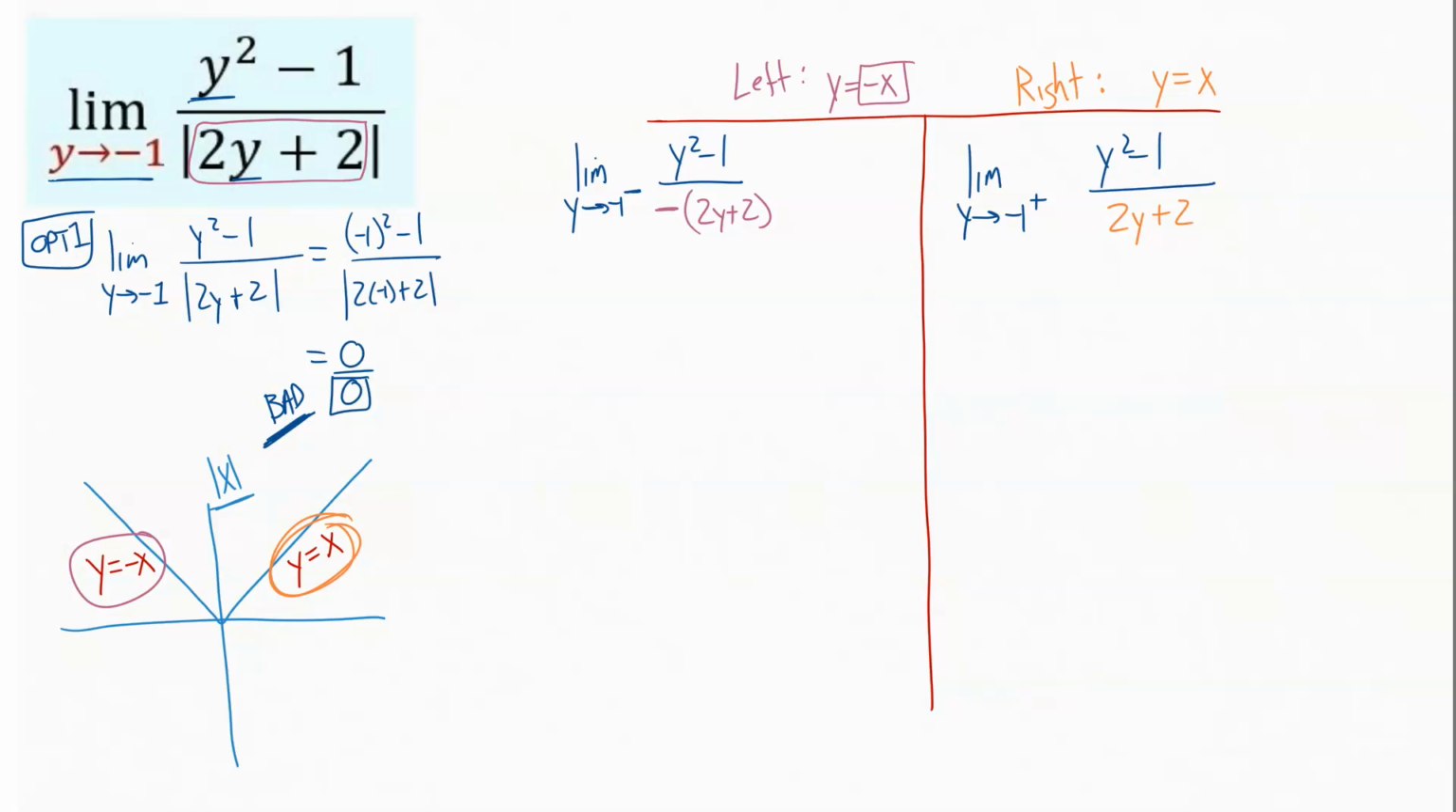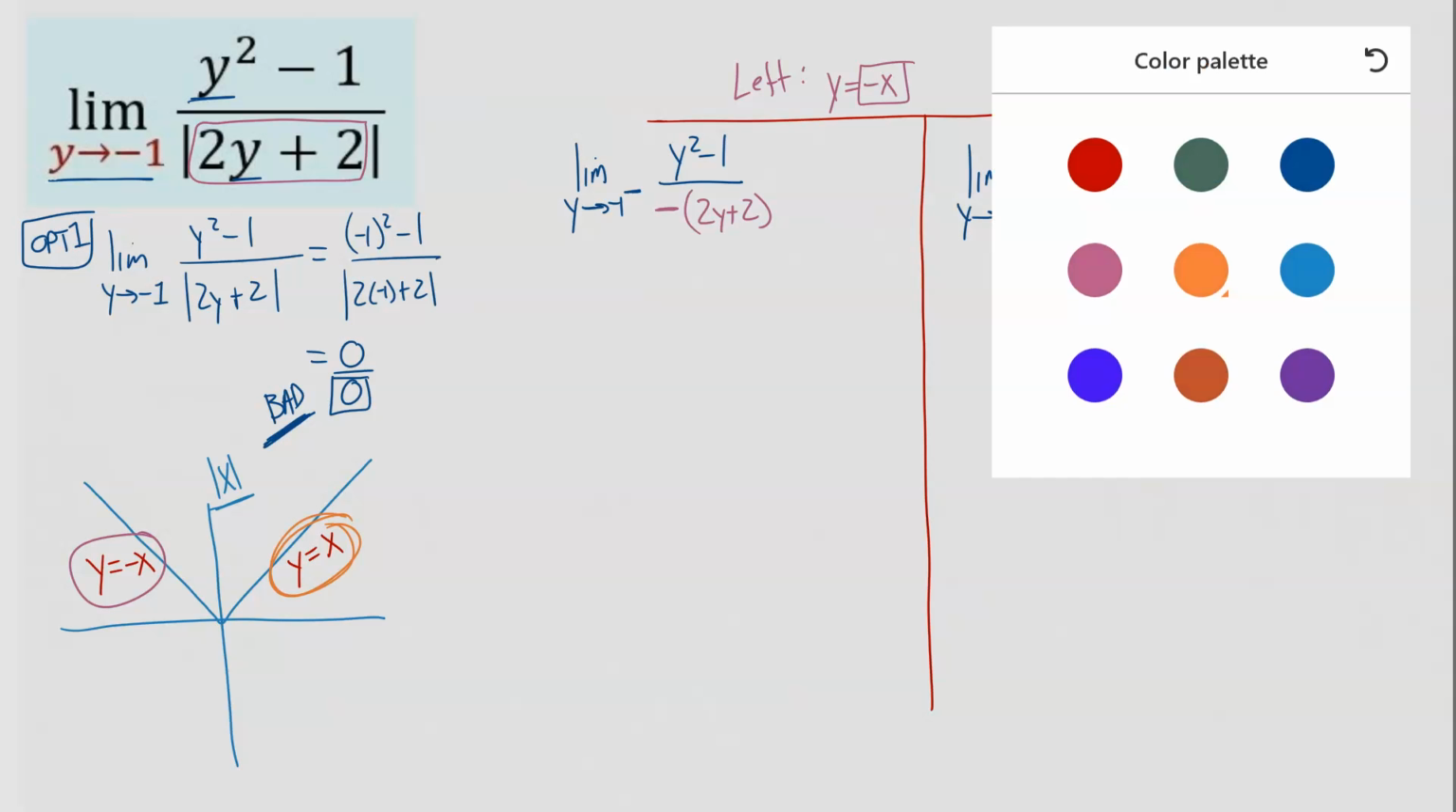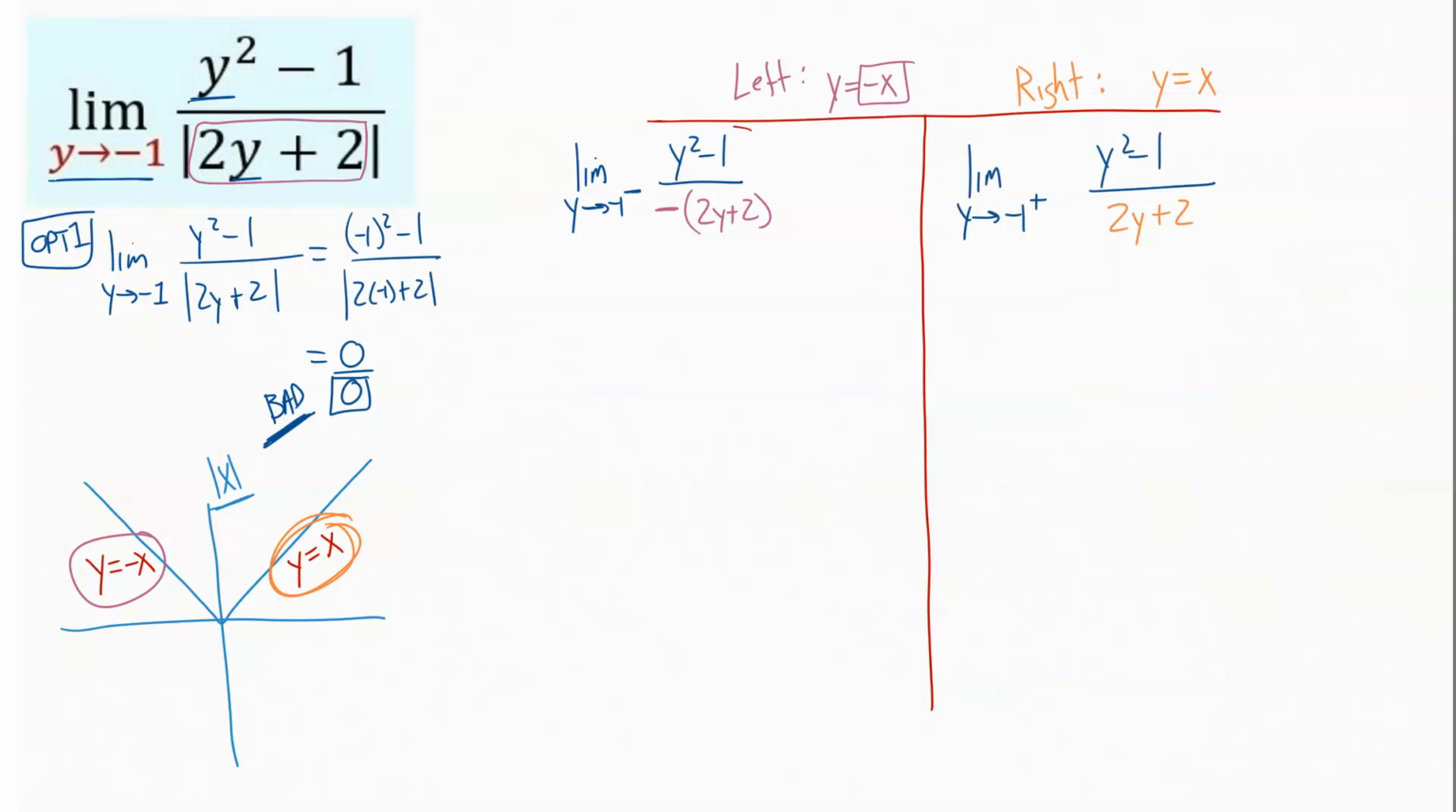Or if they're different, then the overall limit does not exist. What we've stepped into now, you basically have to treat them like two brand new problems. So option 1 failed. It gives us division by 0. But if we look here, we're kind of seeing this difference of two squares. We're seeing a squared option up on top. And so what we're going to do is go to our factor and cancel method.